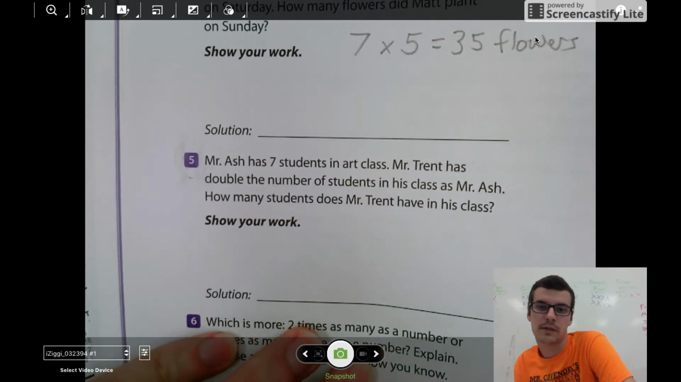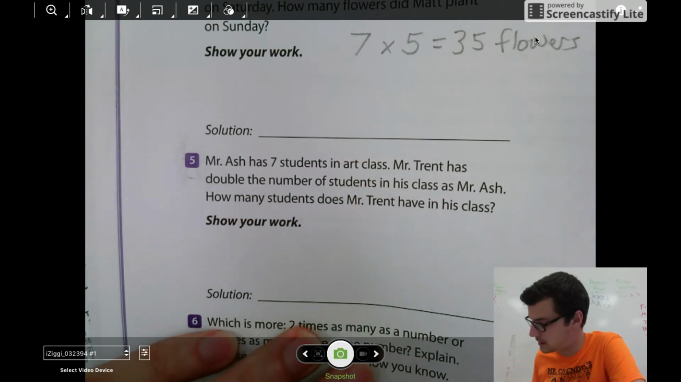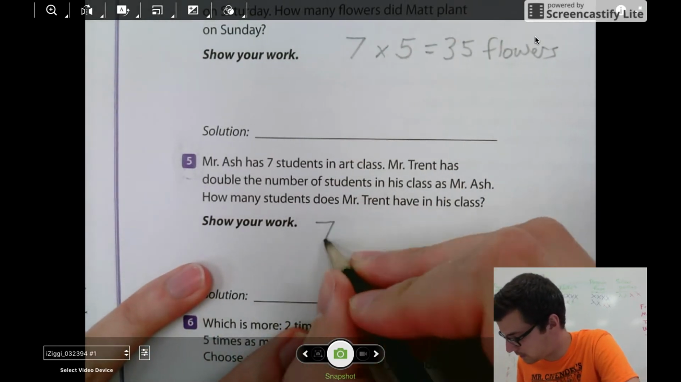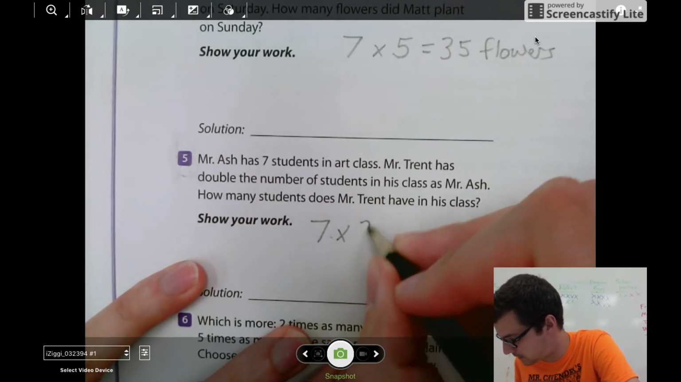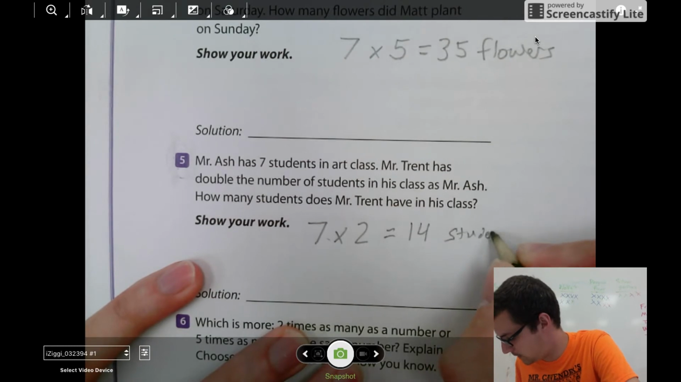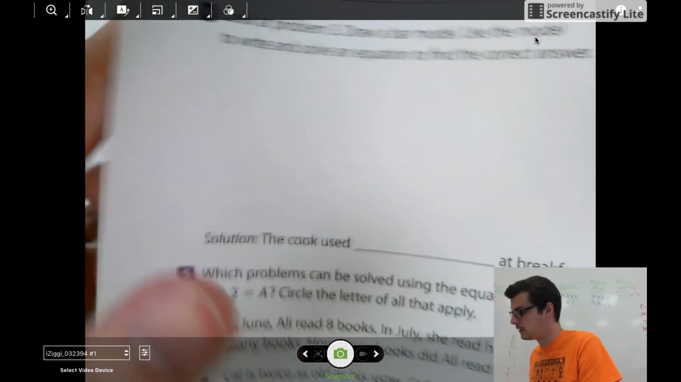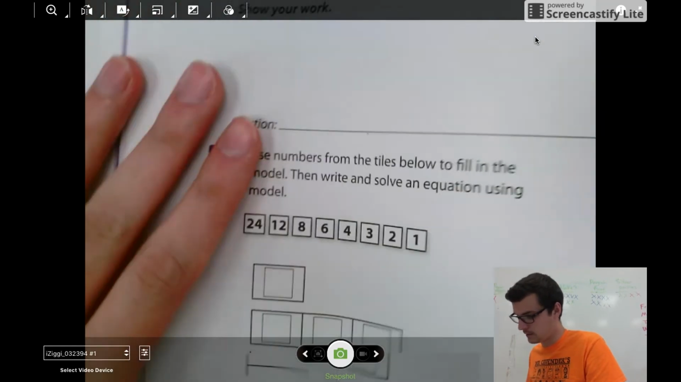Mr. Ash has 7 students in art class. Mr. Trent has double the number of students in his class as Mr. Ash. Hopefully we know that double is a word here that means twice as many. So I can do 7 times 2 equals 14 students. I like the way that one's worded because it's not just straightforward. You have to do a little background there. So let's look at one more.